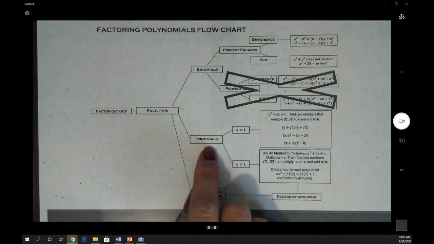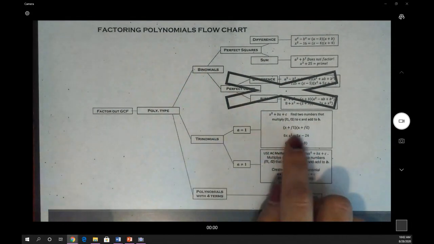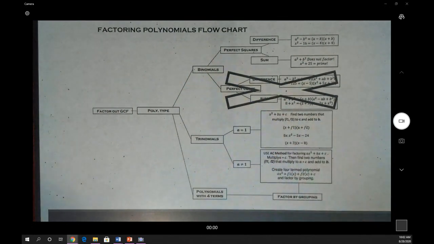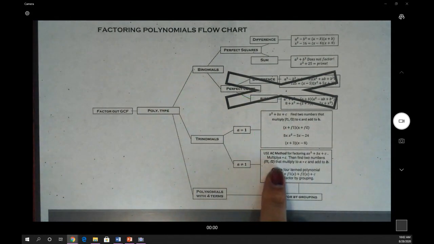If you have trinomials, then if a is equal to 1, we get to go the easy way. We set up our two sets of parentheses with x's in front. We find the two numbers that multiply to give us a times c, but add to give us b, and put them right after the x's. That's all there is to it. If a is not equal to 1, we use the AC method, or we talked about factoring by grouping. We take a times c, find the numbers that multiply to give us that and add to give us b. We put those two numbers in and break up that middle term, and then we factor by grouping. And factoring by grouping is how we factor with 4 terms.